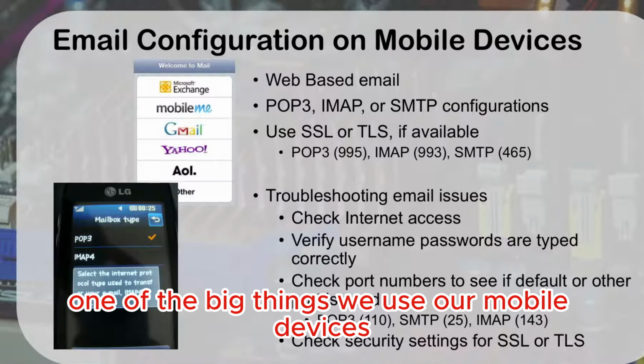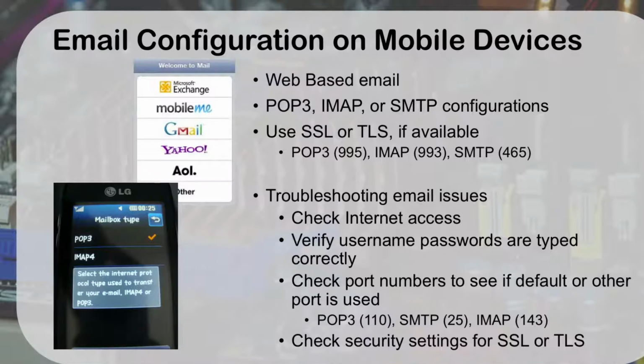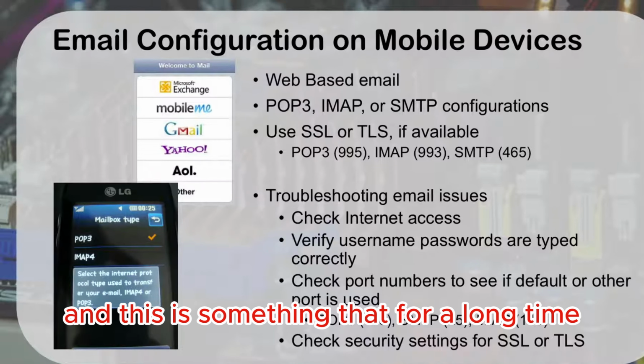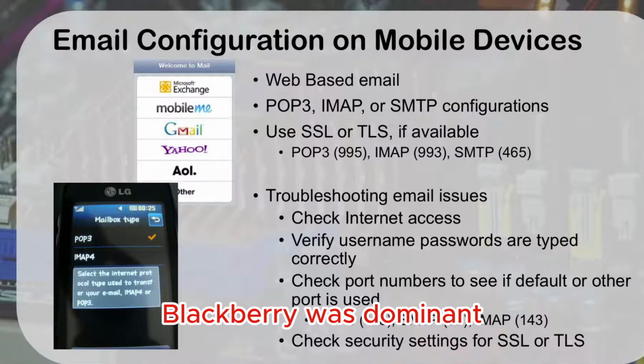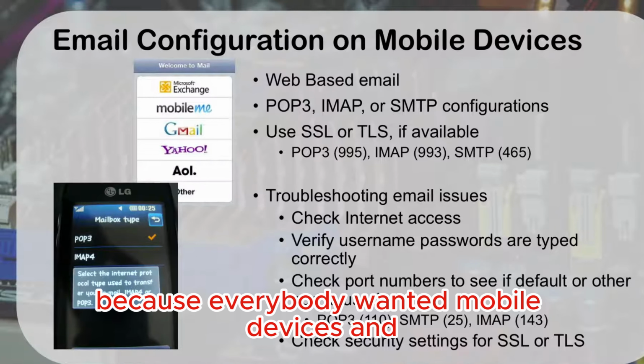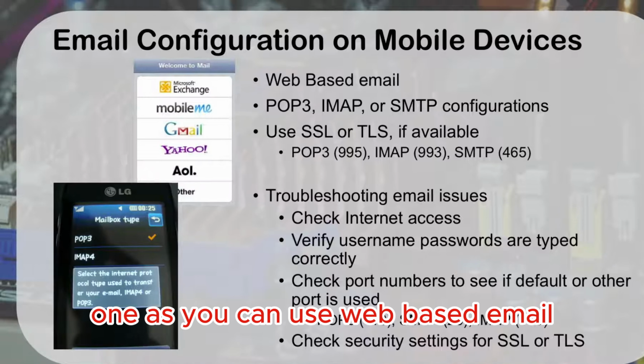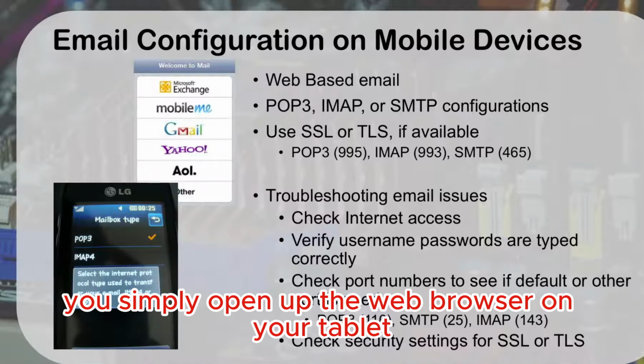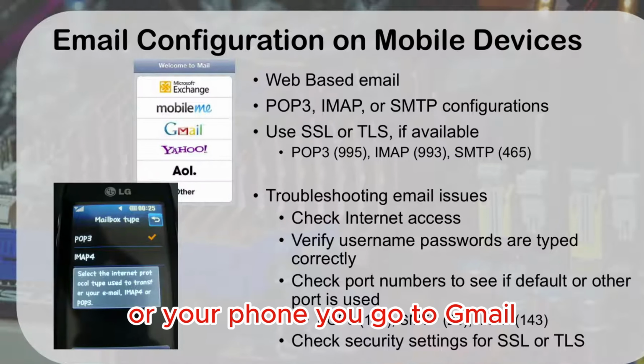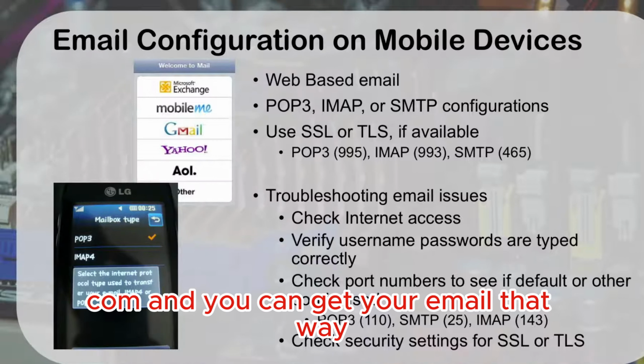One of the big things we use our mobile devices for is checking our email. And this is something that for a long time BlackBerry was dominant because everybody wanted mobile devices and email service, and they were the first ones to provide that type of service. So there's a couple different ways you can get your email. One is you can use web-based email. You simply open up the web browser on your tablet or your phone, you go to gmail.com, and you can get your email that way.